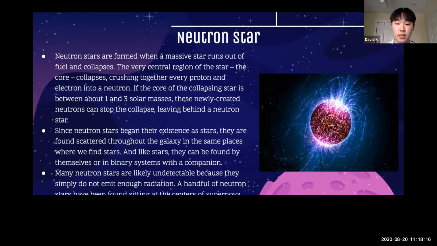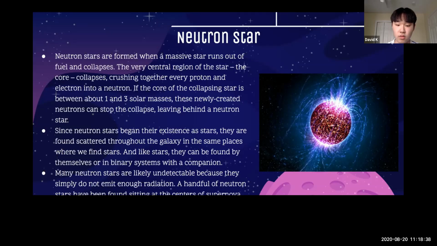A neutron star is what happens when a massive star, again, runs out of fuel and collapses. It's the very central region of the star, basically the core. It crushes together every proton and electron into a neutron.